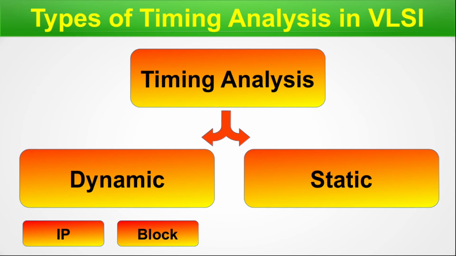So IP is from the IP vendor, or it could be a design block that in-house has been developed. Sometimes these two words mean the same, but when we get it from outside we call it IP, and when we develop it inside we call it a block, or it could be a sub block of a large design block. Okay, so there dynamic timing analysis is used.